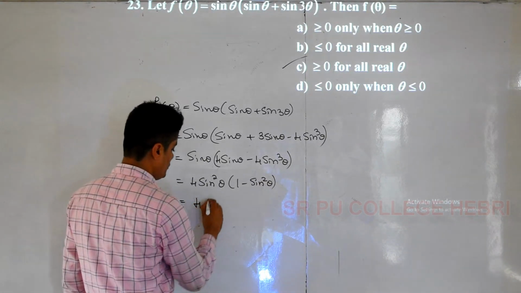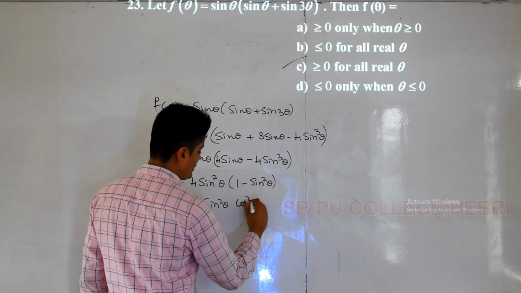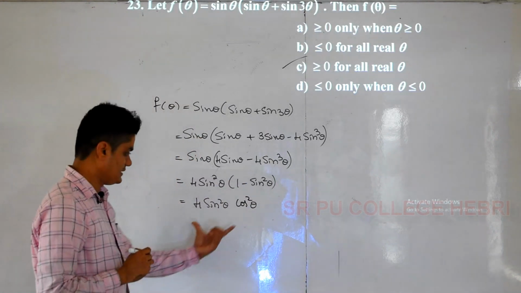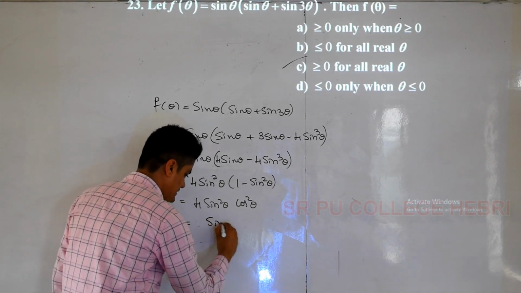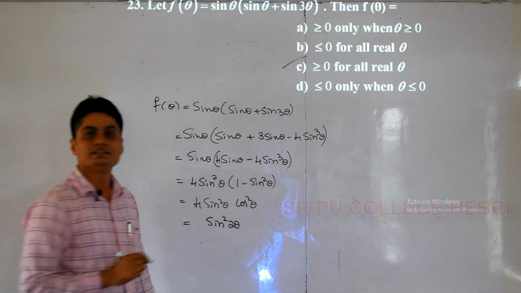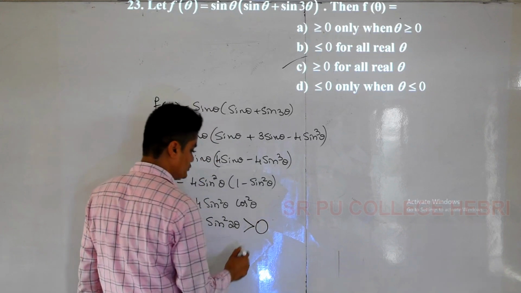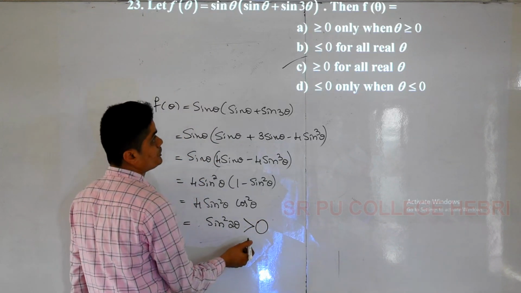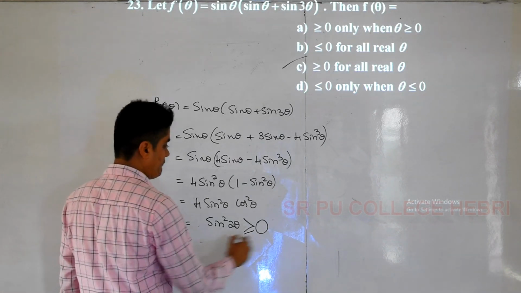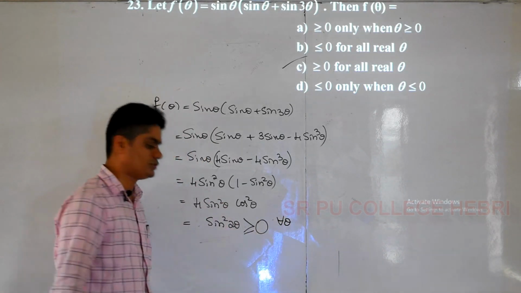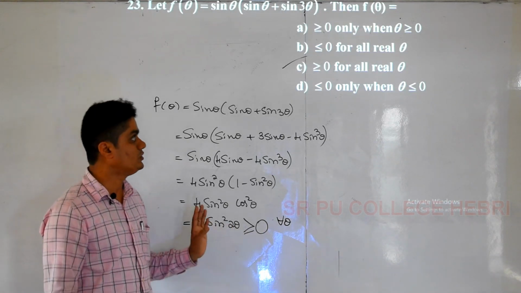Very good. 4 sin square theta times (1 minus sin square theta) can be written as 4 sin square theta cos square theta, right? Did you remember this? This is also equivalent to sin square 2 theta, correct? And you know this is always positive, greater than or equal to 0. For which values of theta? For every value of theta, sin square cannot be negative. So it is always greater than or equal to 0.